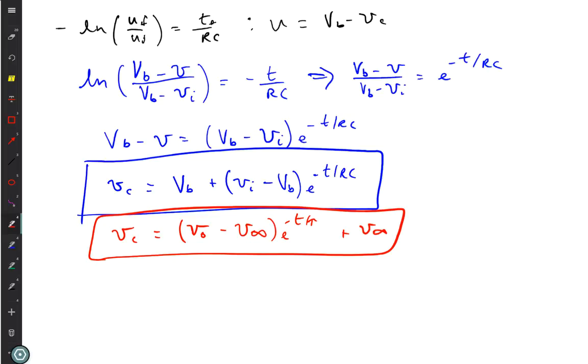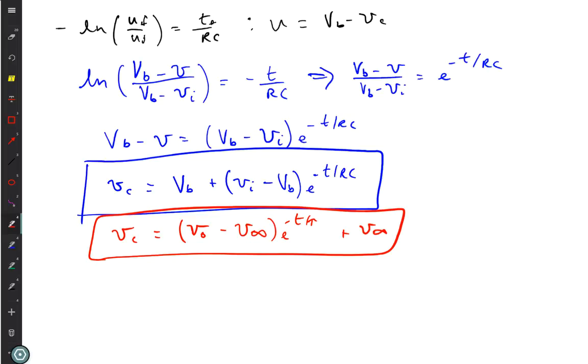Now remember, right when you flip the switch, before you flip it and after you flip it, it has to be the same voltage because it can't jump. It has to be continuous. So that V0 would be the voltage just before you flip the switch, because that's also the voltage just after you flip it.